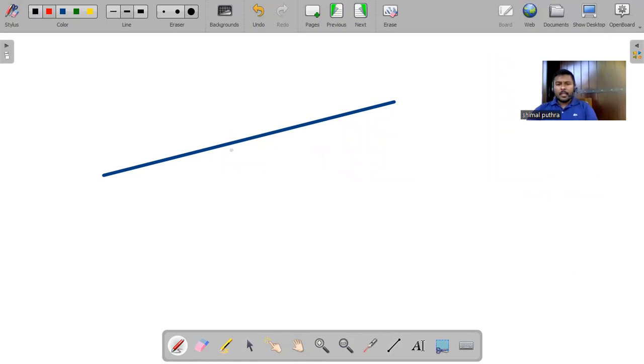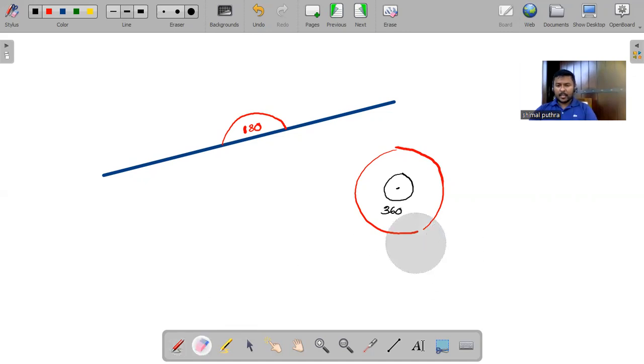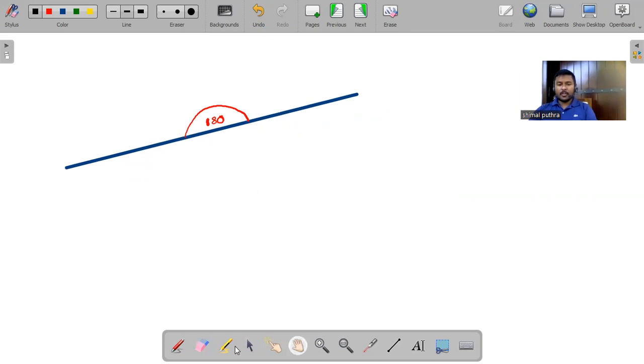Okay, we know if there is a straight line, the angles of a straight line are equal to 180. And we know if there is a circle, we know those things from grade 7 or 8, the angles of a circle are equal to 360. Then I will come to this point. If there is a straight line, the angles of a straight line should be equal to 180.